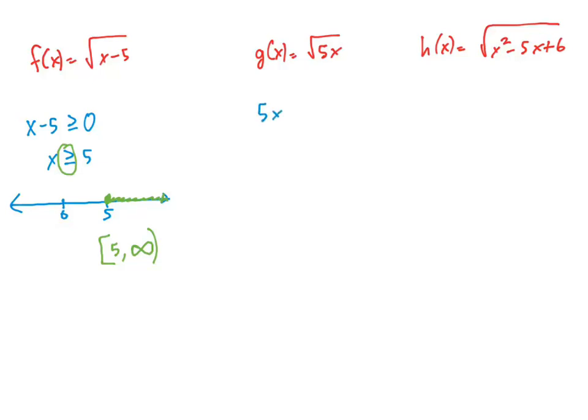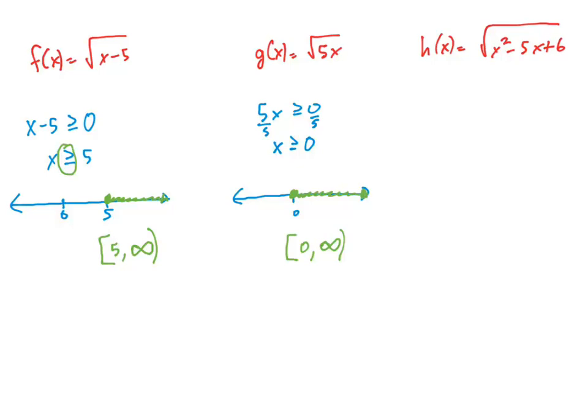Let's look at the next one. We're going to set 5x greater than or equal to 0. Again, just set the radicand greater than or equal to 0. Here, when I divide both sides by 5, I actually get 0 over 5, which is 0. So what this one is saying is x can be anything greater than or equal to 0. So we're going to start at 0, and we're going to shade to the right. So in interval notation, this is going to be 0 to positive infinity.